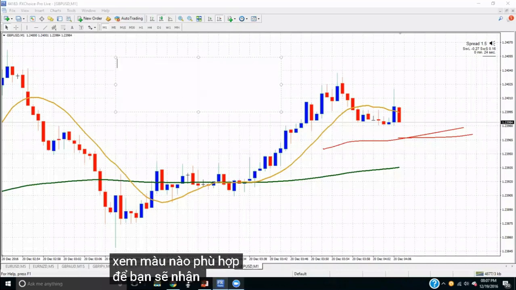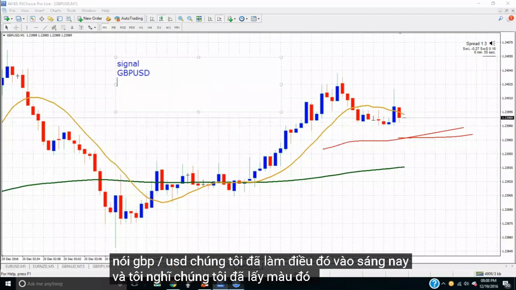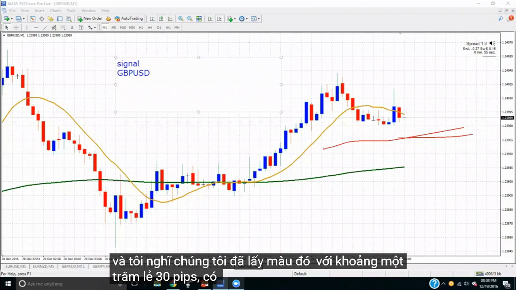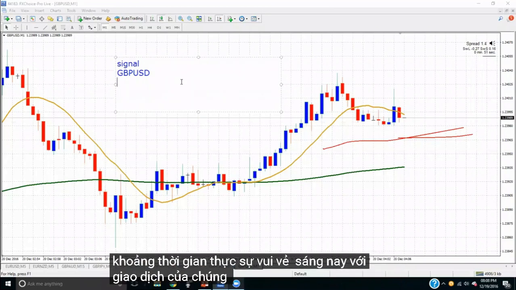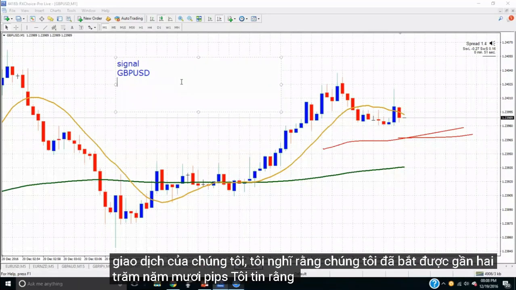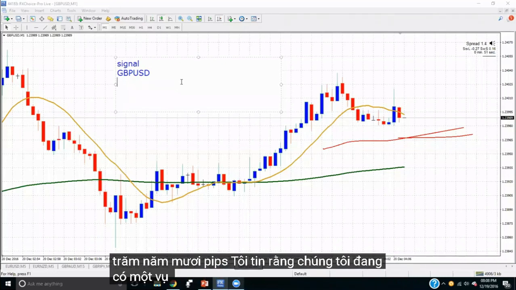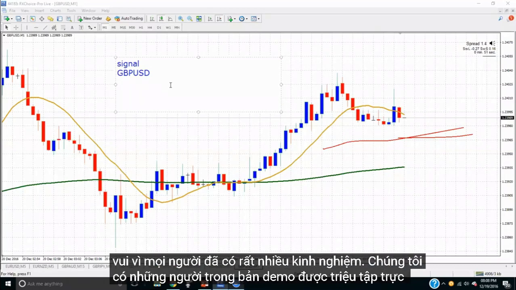Okay, so you'll get a signal and it might say GBP USD. We did that one this morning, and I think we took that one for about 130 pips maybe. We had a really good time this morning with our trading. I think we caught almost 250 pips, I believe. We were having a blast, and that was a lot of fun. Everyone got a lot of experience. We had people in live, some in demo.